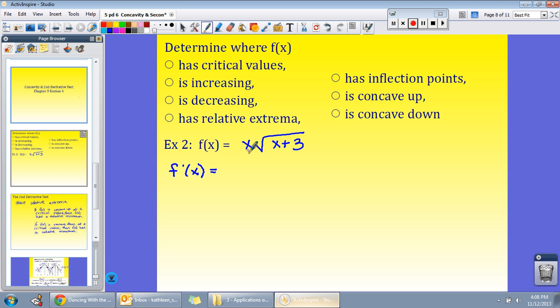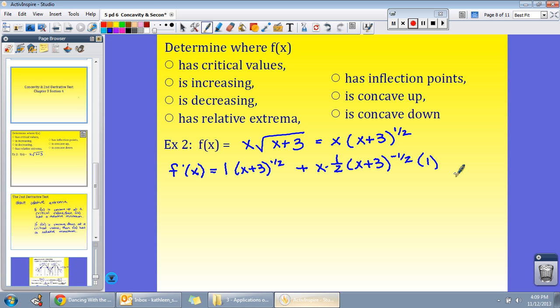So this is an example of where you would use product rule and chain rule, and it's probably a good idea to rewrite this function as x times x plus 3 raised to the 1/2 power. So our product rule says we have 1 times x plus 3 to the 1/2 power plus x times 1/2 x plus 3 to the negative 1/2 power times 1. Now I'm going to clean it up a little bit.